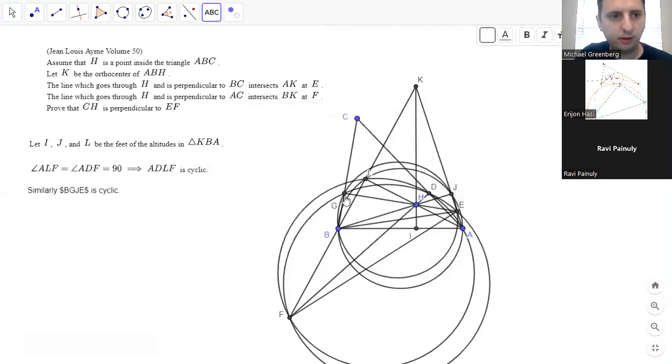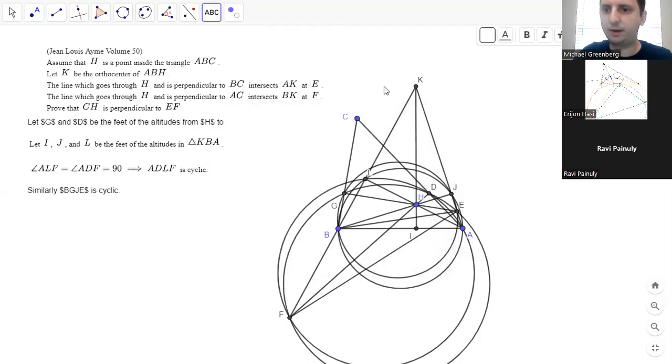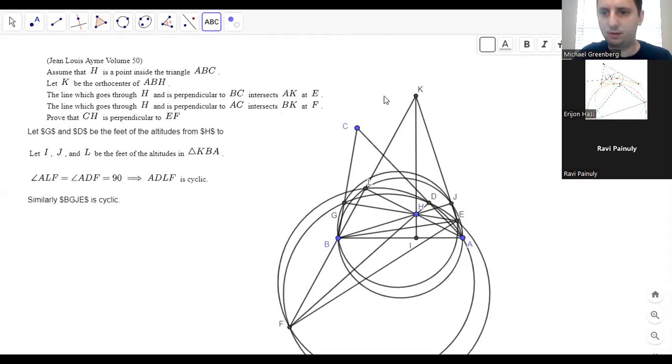Did we define G? So E and F, G. Yeah, there's no G or L. Well, we define L, but there's no D. Yeah, let G and D be the feet of the altitudes from H to, let me check the chat. Yeah, exactly. From H to BC and AC.